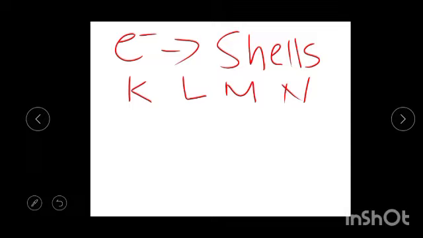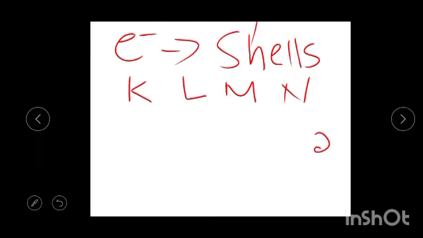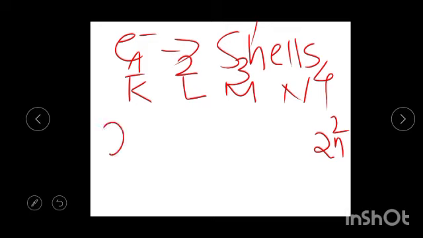The number of electrons which can be accommodated in each shell is given by the formula 2n square. We know the n of K shell is 1, L shell is 2, M shell is 3, N shell is 4. So for K shell we can put 1: 2 into 1 square, that is 2. So the maximum number of electrons which can be accommodated in the K shell is 2.